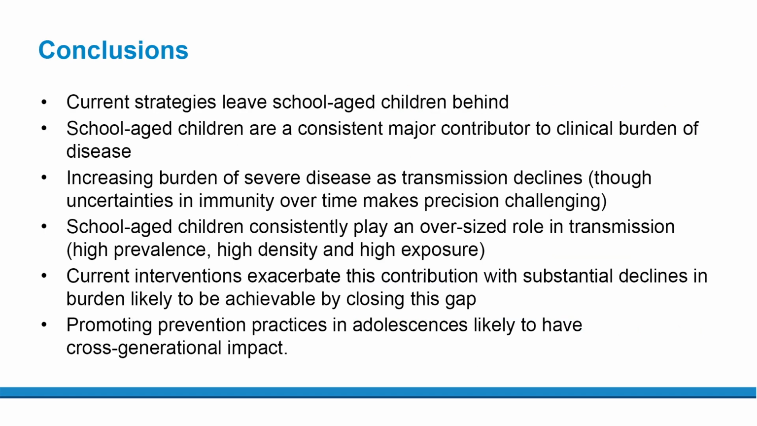So, not a lot of answers in terms of what the best thing to do is, but I think it's fair to say when we're talking about targeting school age, often what we're talking about is trying to avoid leaving them behind, because currently they are being left behind. And they're a constant, fairly major contributor of clinical burden, and often the main and probably the highest per person contributor to transmission. So just promoting prevention practices in these age groups could easily, I think, have fairly important cross-generational impact on maternal and neonatal health.